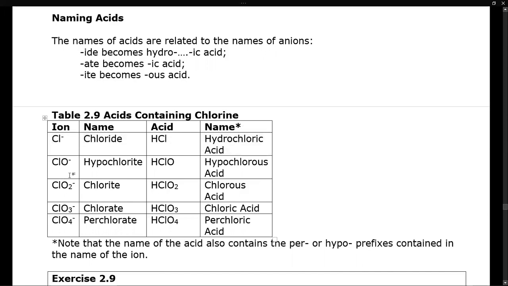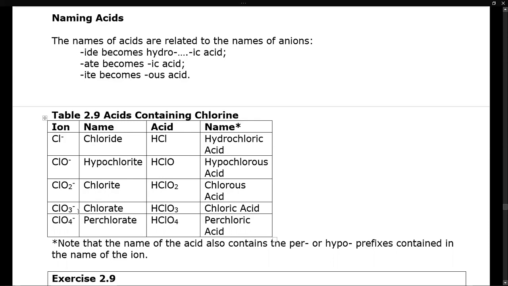Then if we keep going down, we've got hypochlorite forming hypochlorous acid. Note the name of the acid also contains the hypo prefix to distinguish the two acids that end in OUS. The next one, ClO2 minus 1, is chlorite, and it forms chlorous acid. Notice we're just adding one hydrogen in each of these cases. The formula of an acid will be essentially the same way you form a formula for an ionic compound. So go back and look at the formulas of ionic compounds if you're unsure how to form these types of formulas.